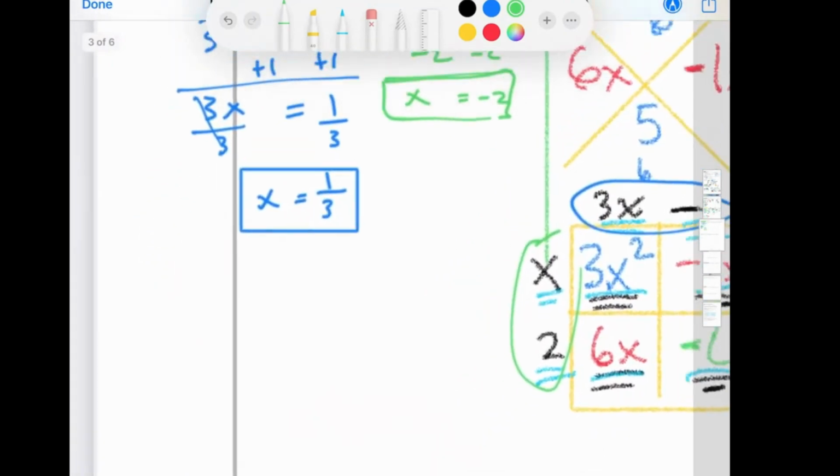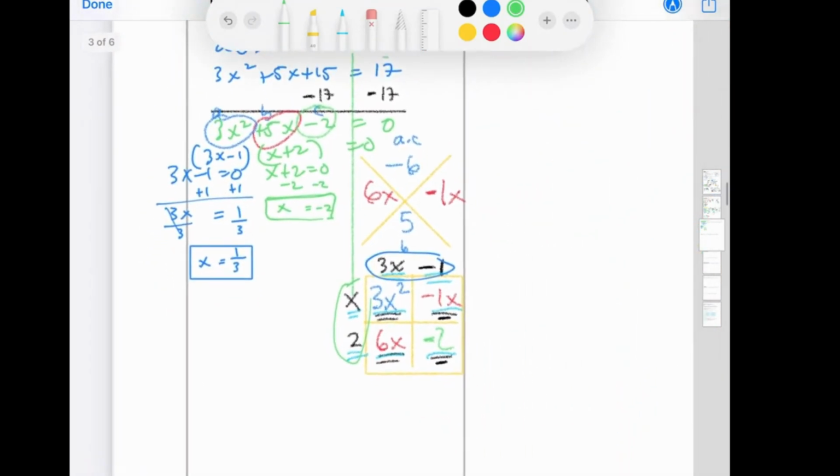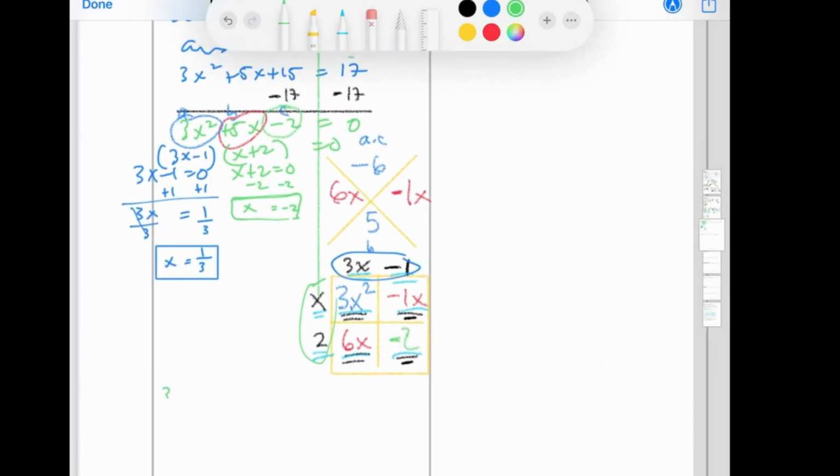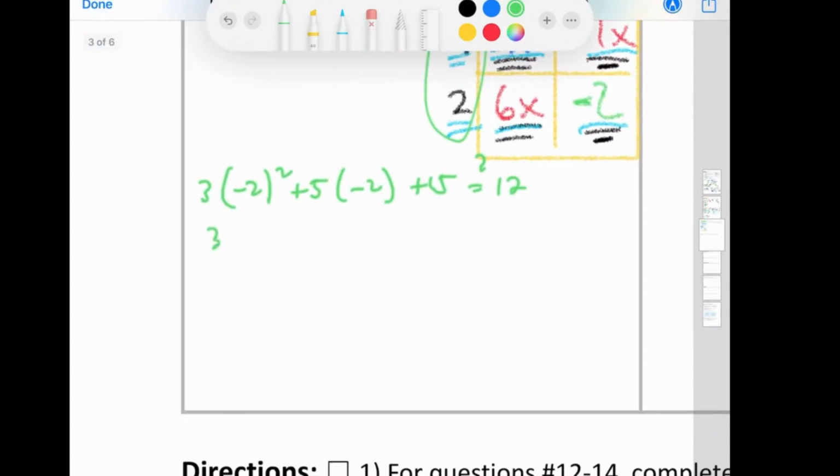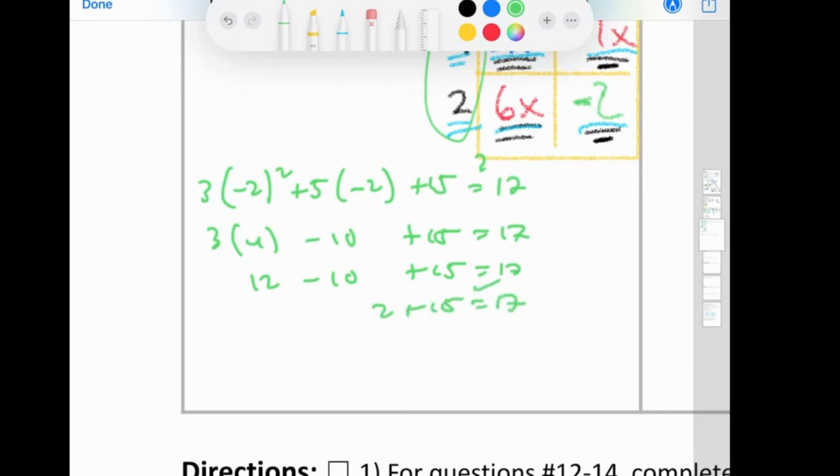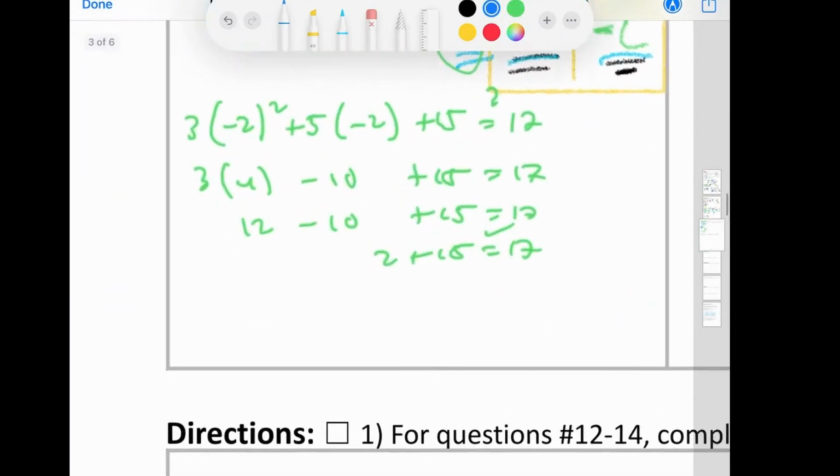And let's just check our answer. So let's do, you can do the original problem. 3 times negative 2 squared plus 5 times negative 2 plus 15. Does this equal 17? 3 times 4 minus 10 plus 15. 12 minus 10. And 2 plus 15. Does equal 17. Let's go ahead and try x equals 1/3.